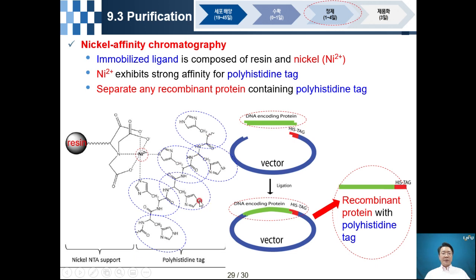Okay, so in the company, for example, Samsung Biologics and Celltrion usually make lots of vectors which contain the histidine tag. So nowadays they separate tons of recombinant proteins containing the polyhistidine tag.